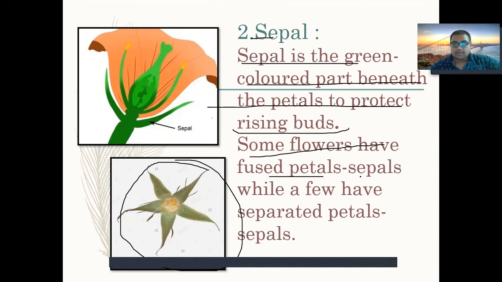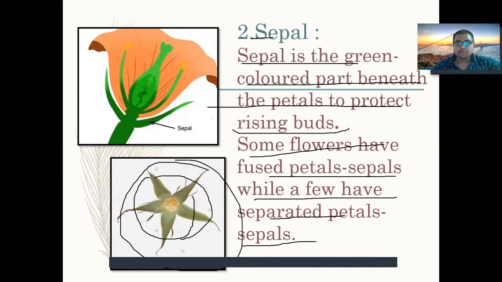Some flowers have fused petals while others have separated petals. So it just depends. Fused means they are attached to each other. That is called fused sepals. The fused ones are attached together in a circular shape. And some are not attached, some are star shaped, independent.